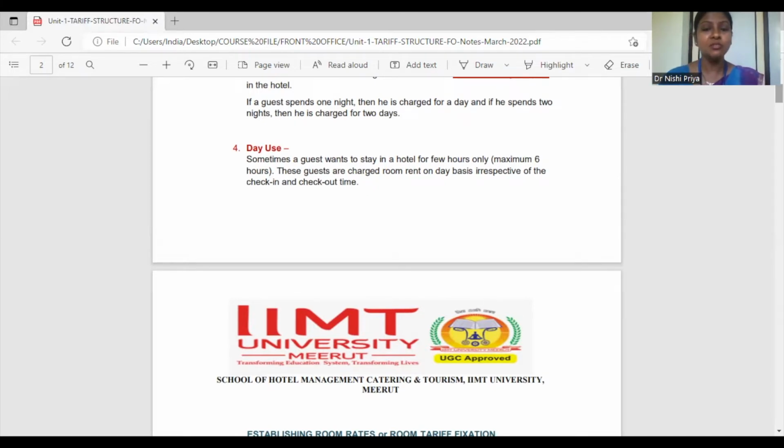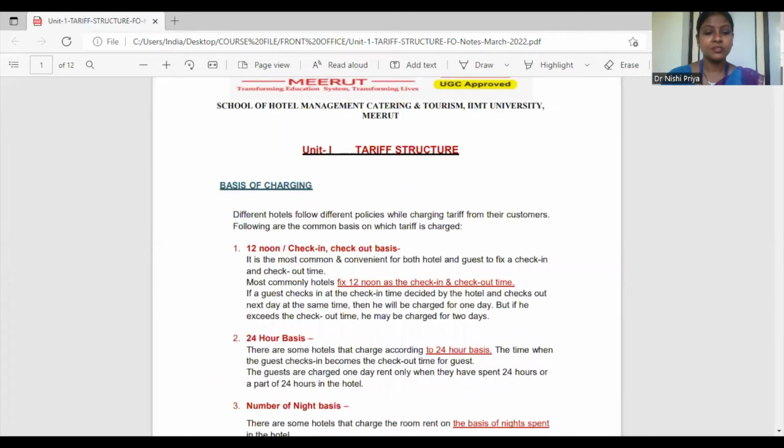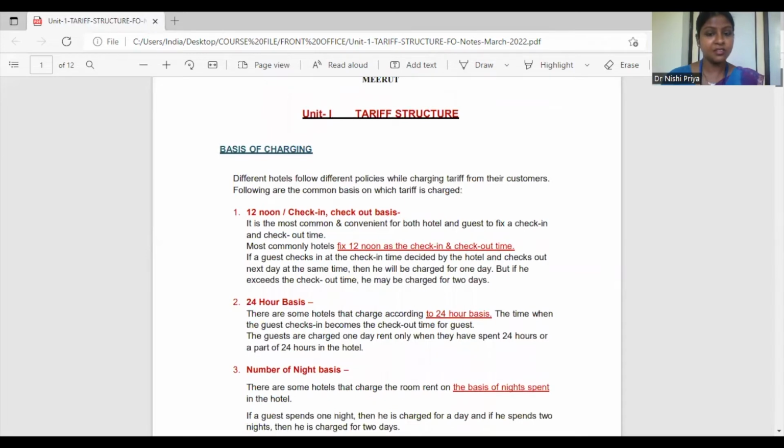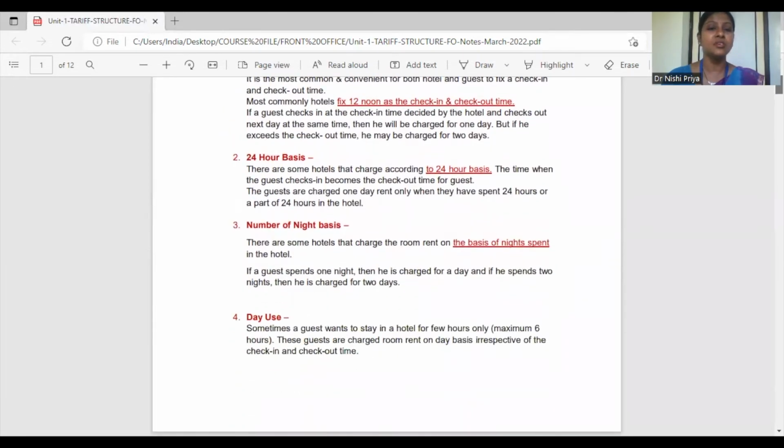So these are the four ways in which we can charge room rent on a daily basis. First one is 12 noon check-in check-out. Second is your 24-hour basis. Third is your number of nights basis. And the fourth is your day use rate.